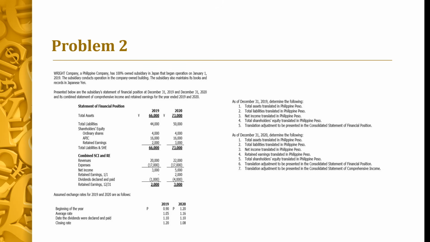Problem number 2. This time, 2 years naman tayo. Okay? So, Right Company, a Philippine company, has 100% owned subsidiary in Japan that began operations January 1, 2019. Okay, so we are given the statement of financial position, statement of comprehensive income, and retained earnings. Exchange rates na rin. Take note nyo yan. So, there are 2 sets of requirements as of December 31, 2019 and as of December 31, 2020.